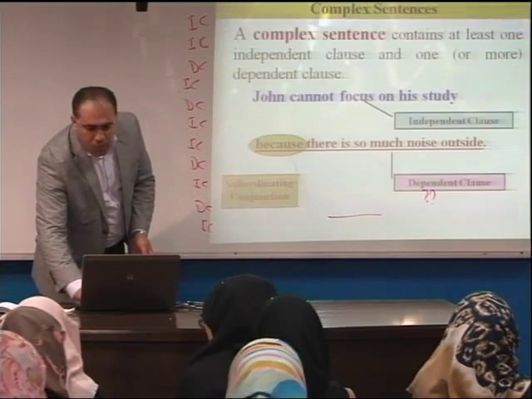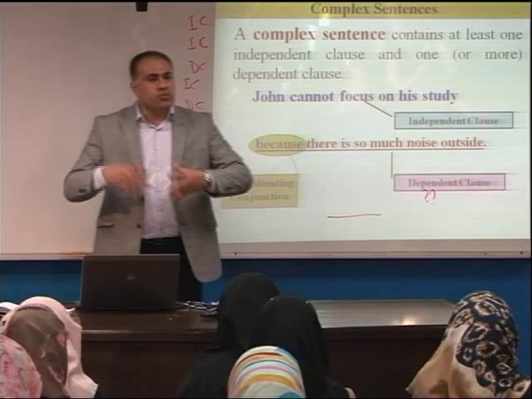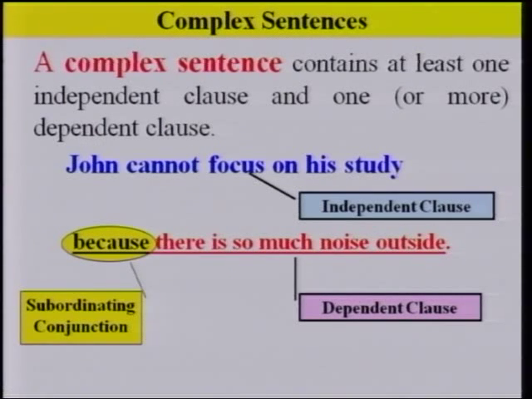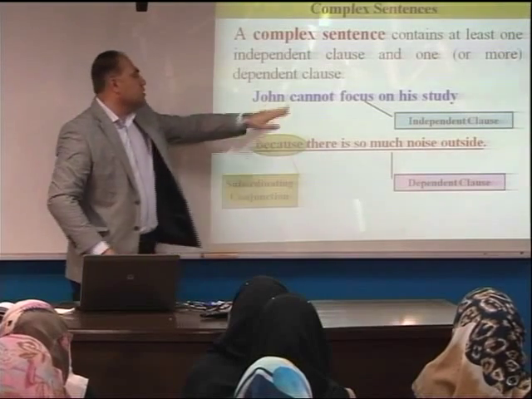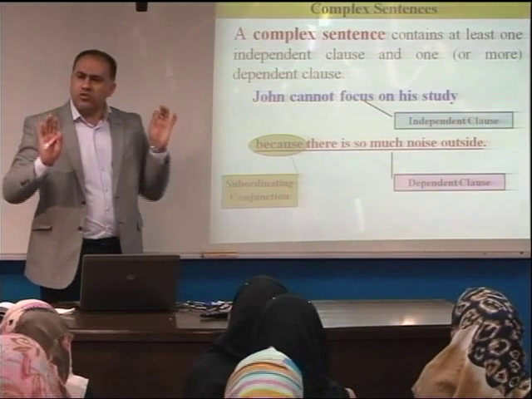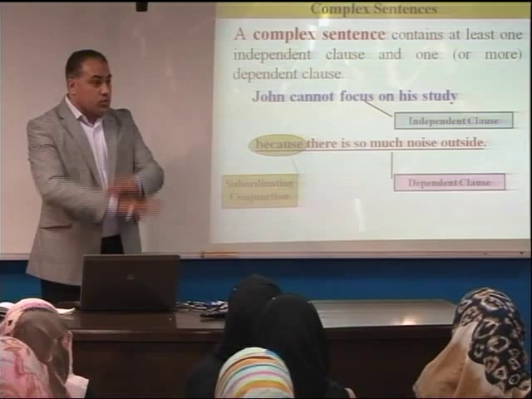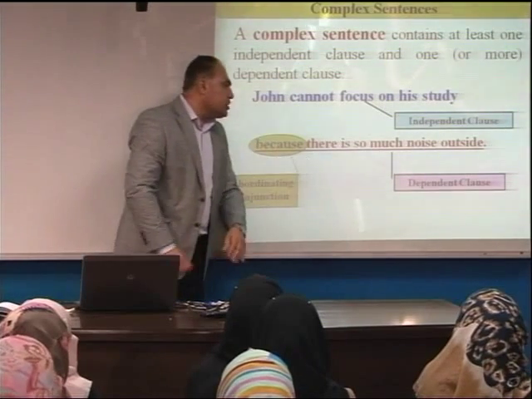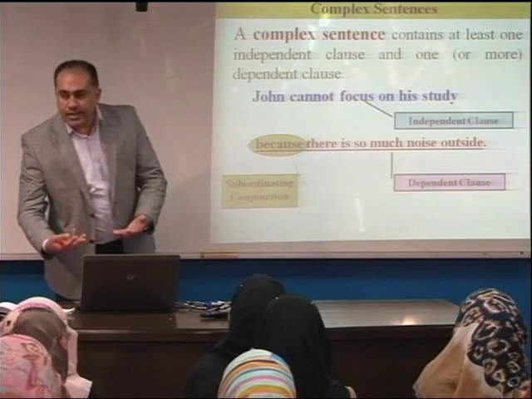Okay. Now, with this understanding of the difference between independent clauses and dependent clauses, we come to understand what a complex sentence means. Okay, a complex sentence is what? It contains at least one independent clause and one or more dependent clauses. Let's consider this sentence. John cannot focus on his study. Is it dependent or independent? Independent clause, because complete idea. Because there is so much noise outside, a dependent clause.